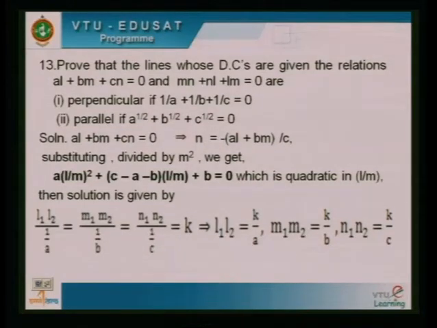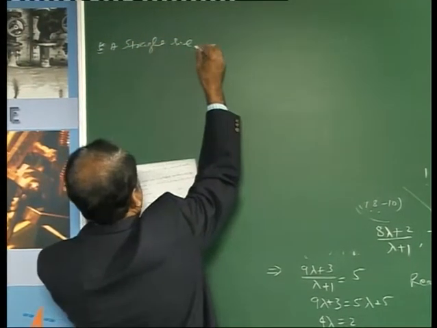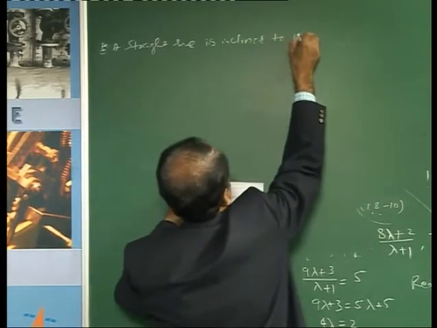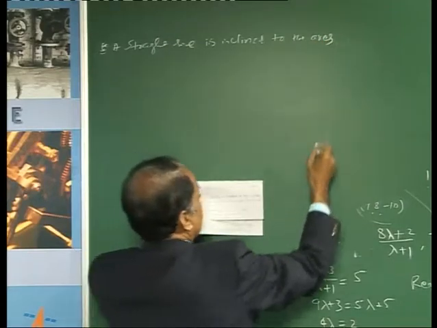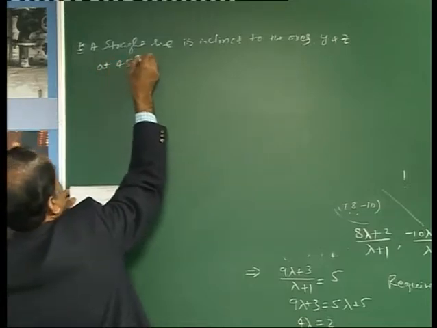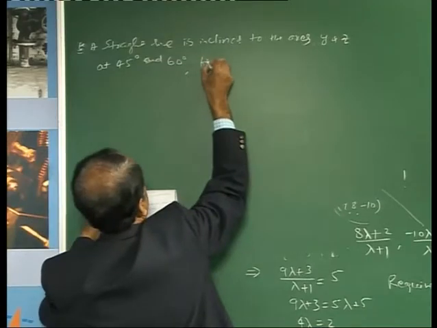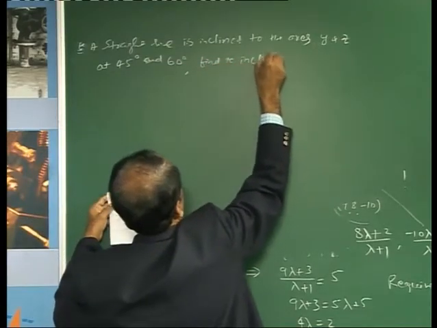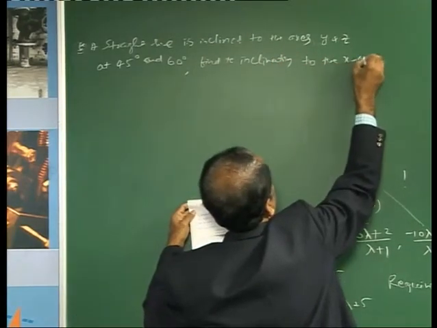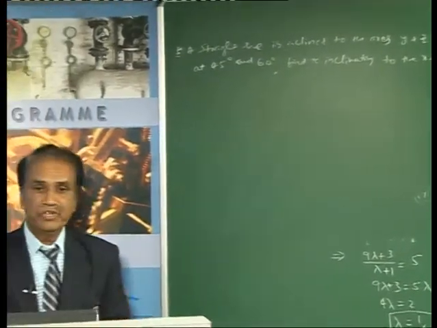A straight line is inclined to the axis y and z at 45 degree and 60 degree. Find the inclination to the x-axis. You see the interesting result which I am going to give here, another type of the problem.